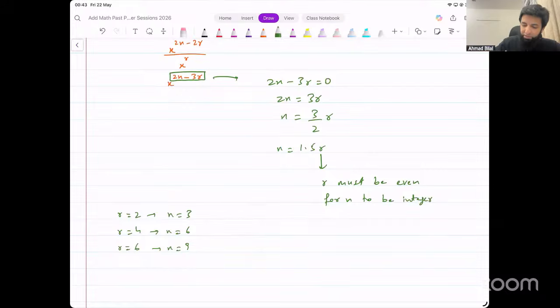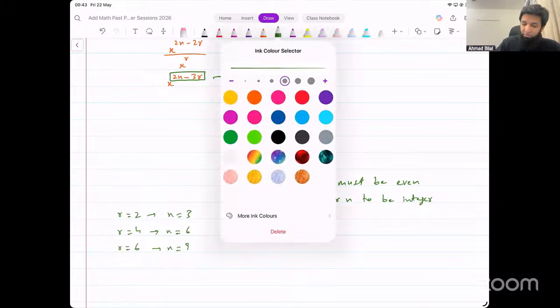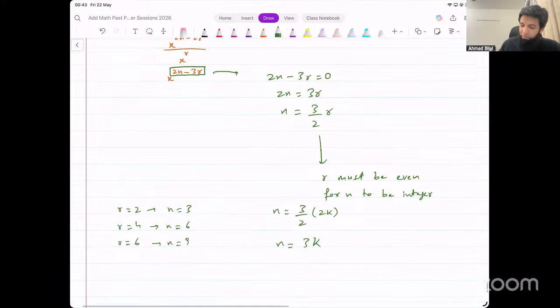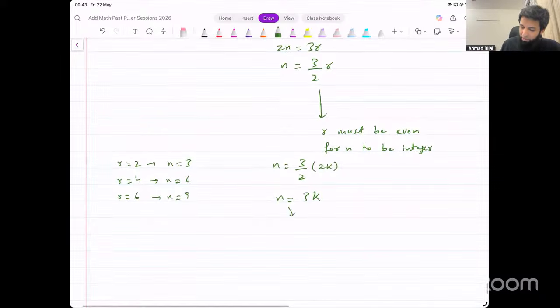And if r is even, if I use that original form, that means it's 2 times something, right? You can say 2 times k maybe. So n equals 3 over 2. r is an even number, so you can say 2 times k. The 2 and 2 get cancelled, and we get n equal to 3 times k. It has to be a multiple of 3 as well. Then n, therefore, is a multiple of 3.